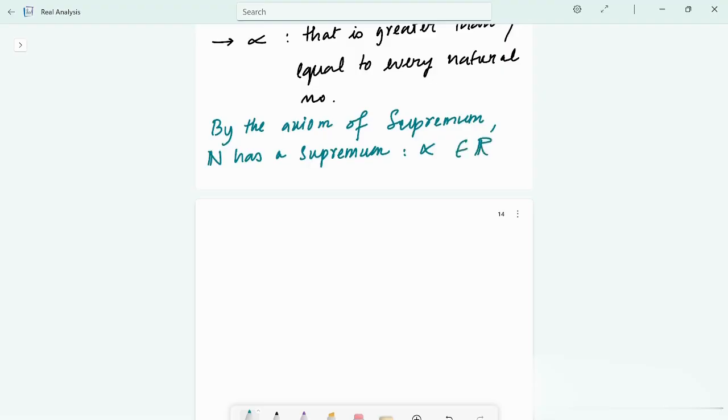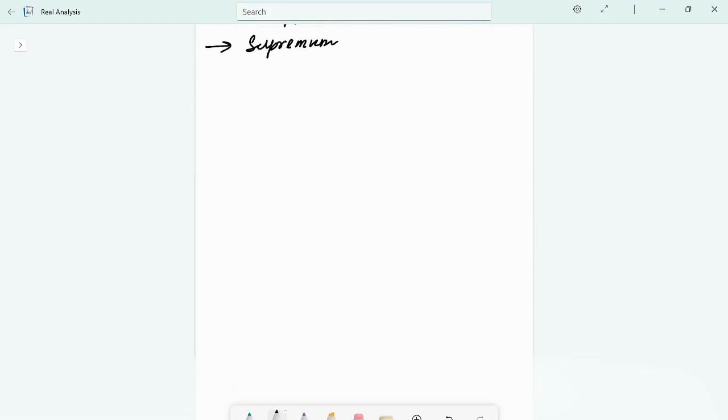All right. Now let me explain this. If a set is bounded above, it has a least upper bound. And what is this least upper bound? This is only the supremum. Just a quick recap. Okay. Now comes the next part.